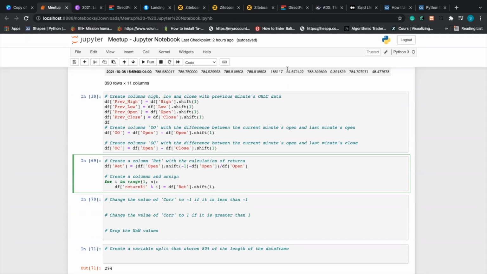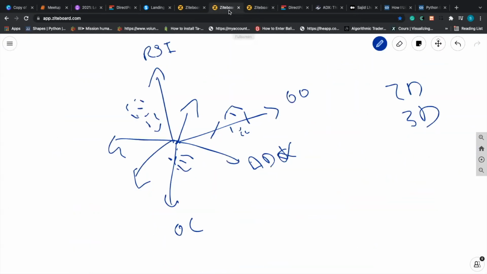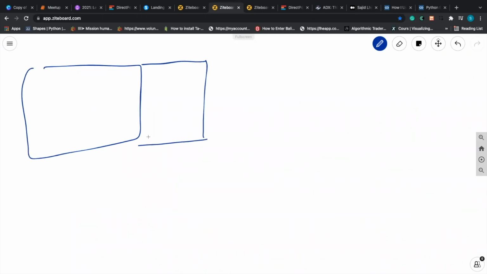Why we are going to do that is, again, just a matter of variables. And this type of variable is very, very interesting for the algorithm. I'm just going to explain why. Here, what we've got so far is our data sets. We've got our trading indicators, like RSI and ADX.